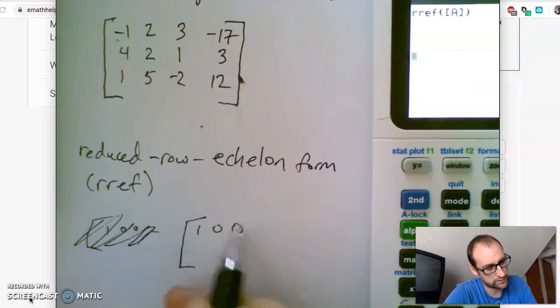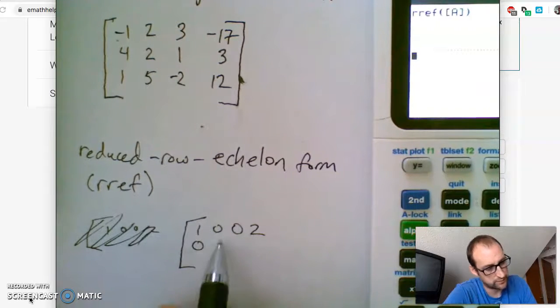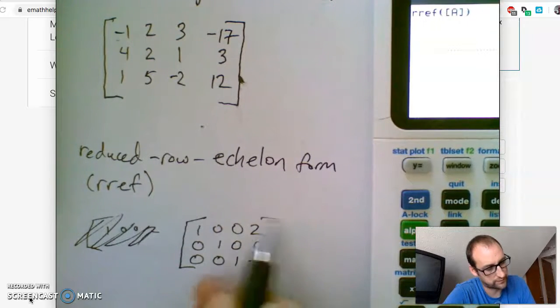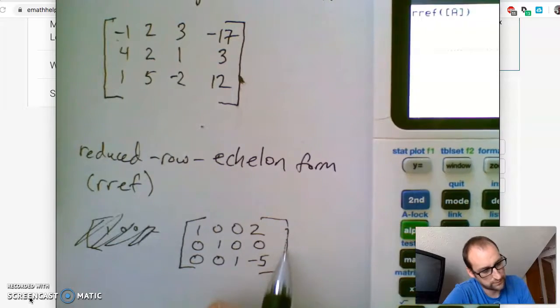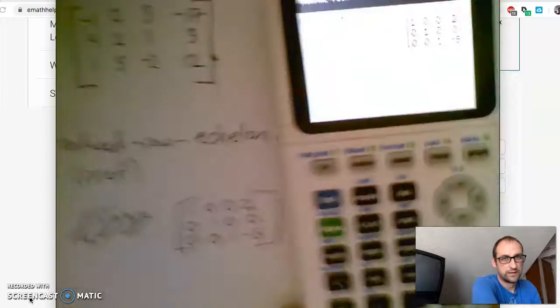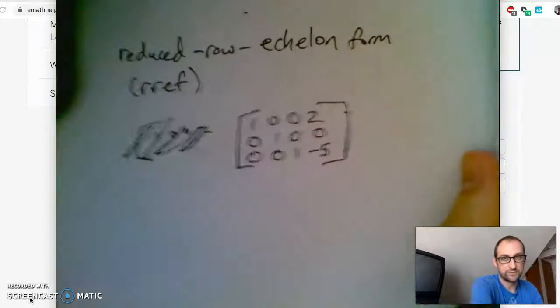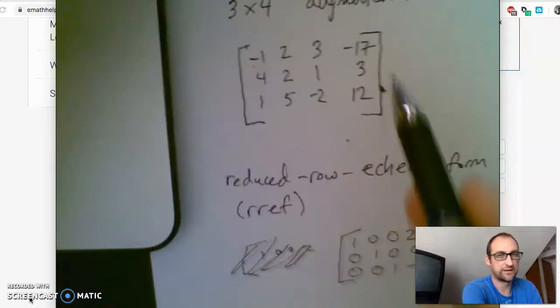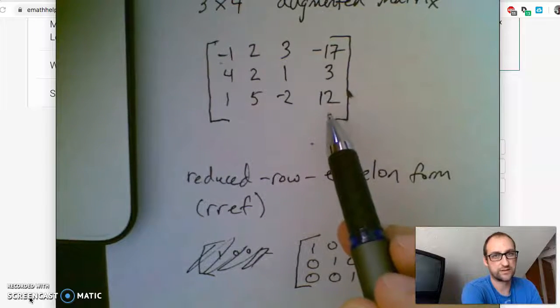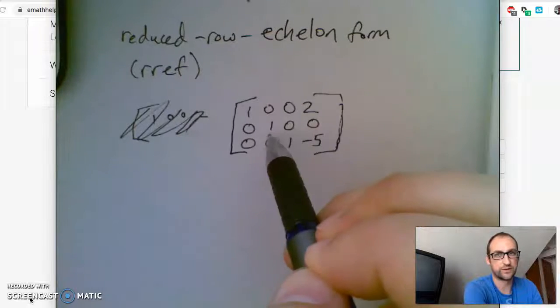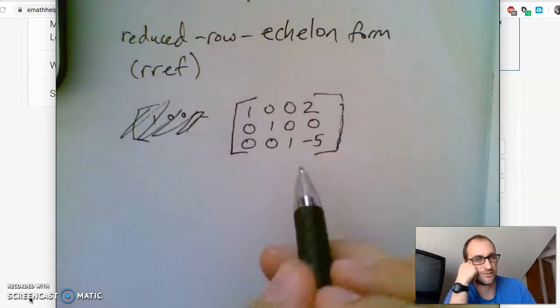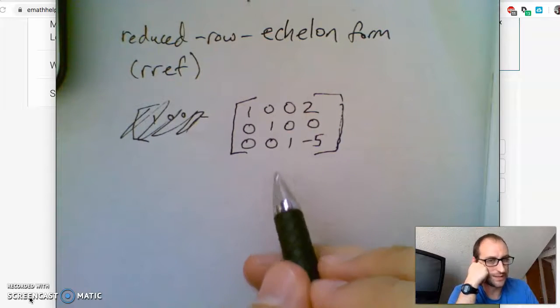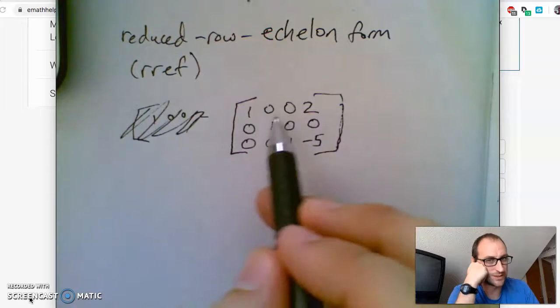1, 0, 0, 2, 0, 1, 0, 0, 0, 0, 1, -5. That has the answers in it, but don't mistake that for the answers. That's just this guy, called the Augmented Matrix, which is taking out all the junk. This is when you do row reduced echelon form, and then you need to actually reinterpret what this means.